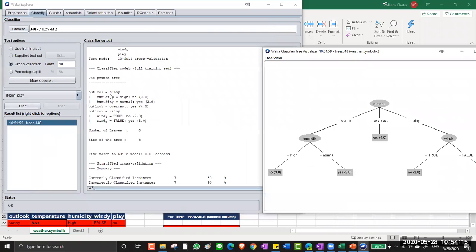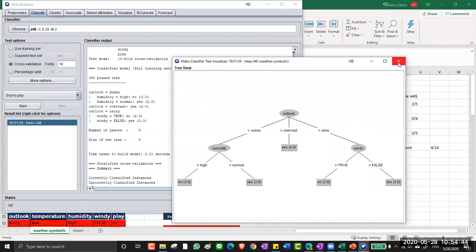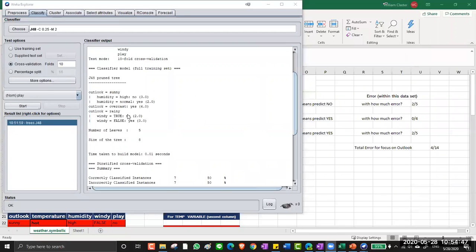If outlook equals sunny, which is over here, then do what? Check humidity. If humidity is high, predict no. If humidity is normal, predict yes. Okay? If outlook is equal to overcast, just predict yes. If outlook is equal to rainy, check windy, and so on. Okay? So that's another display of the tree right here.